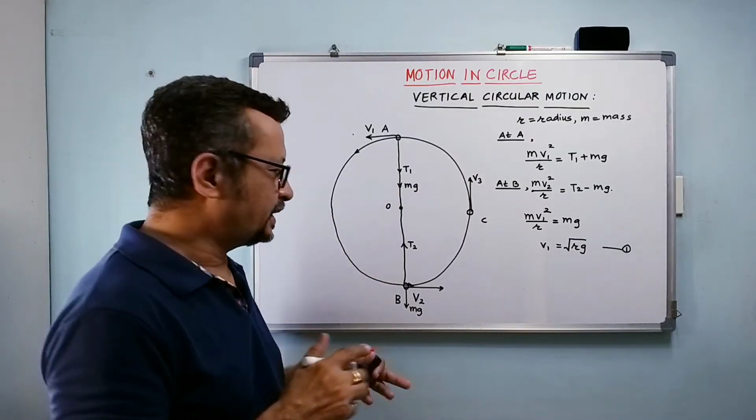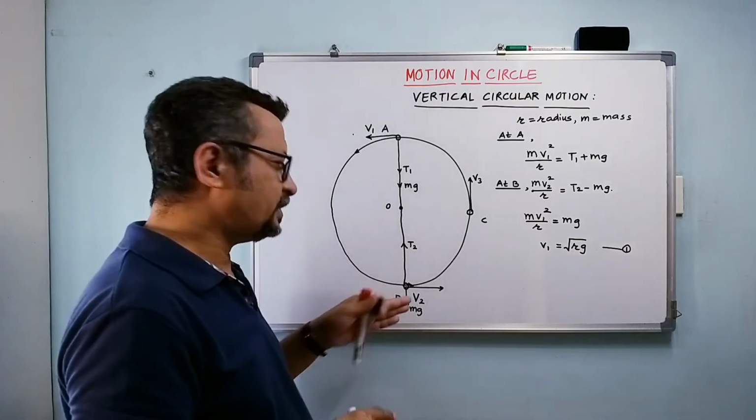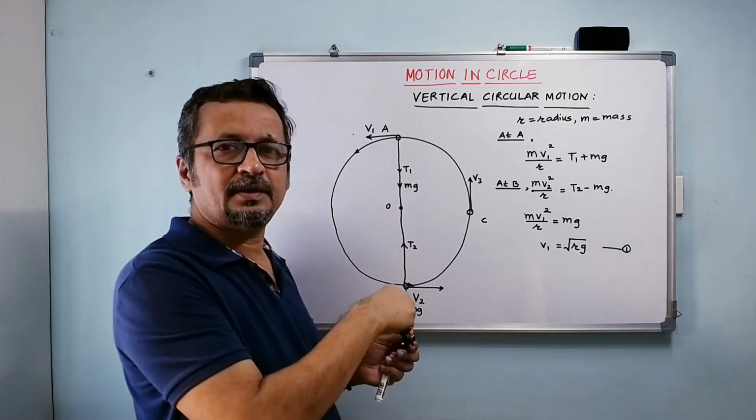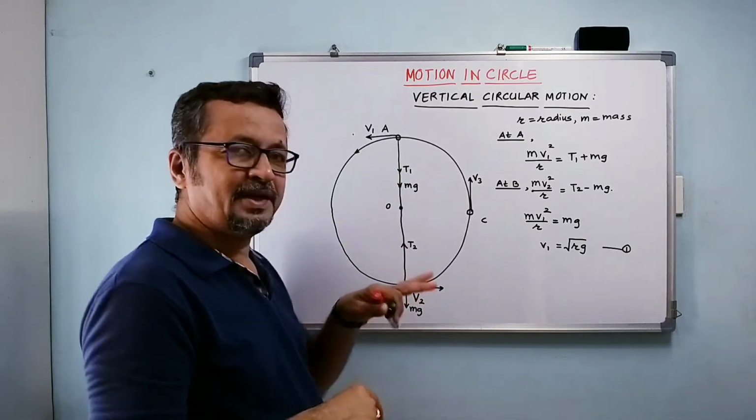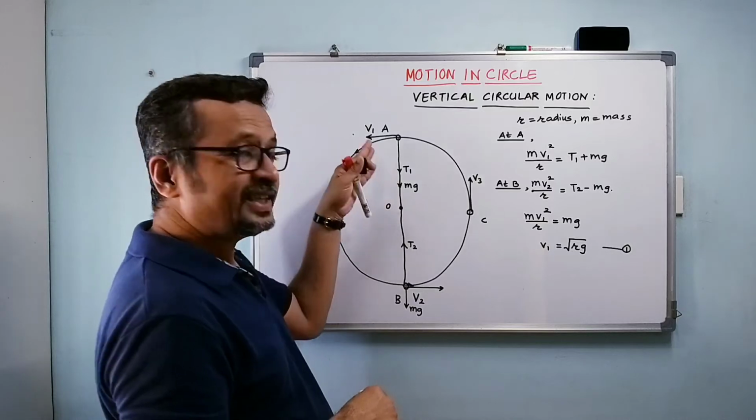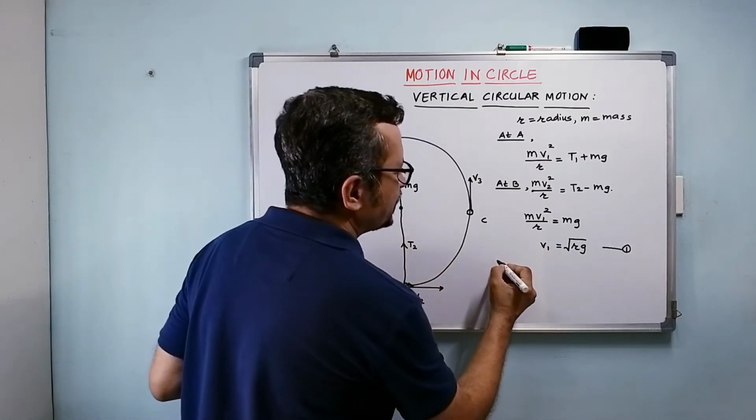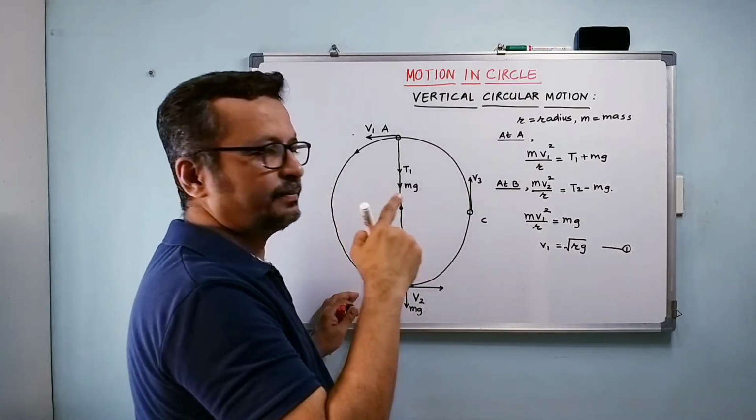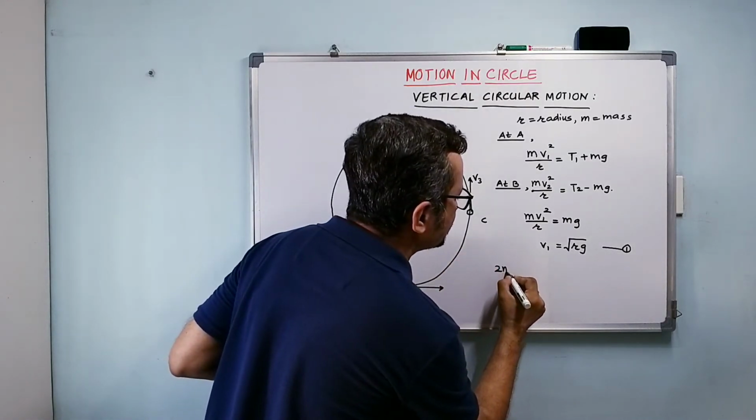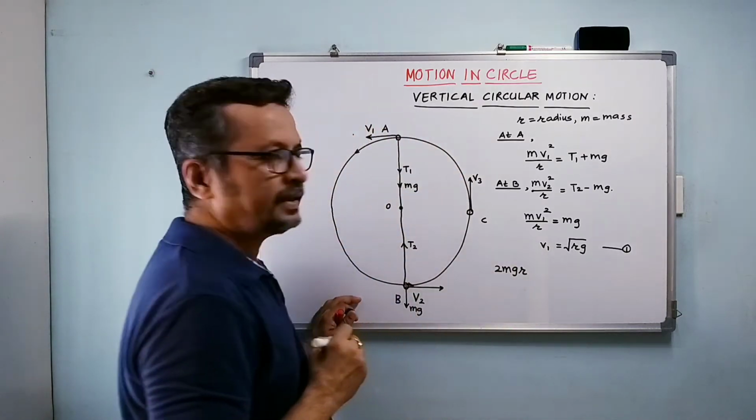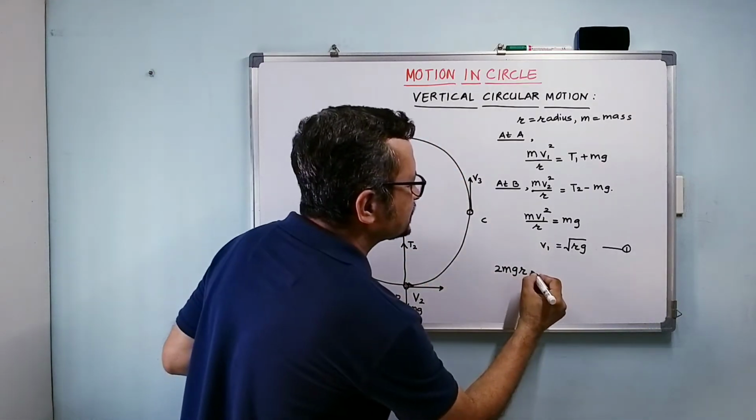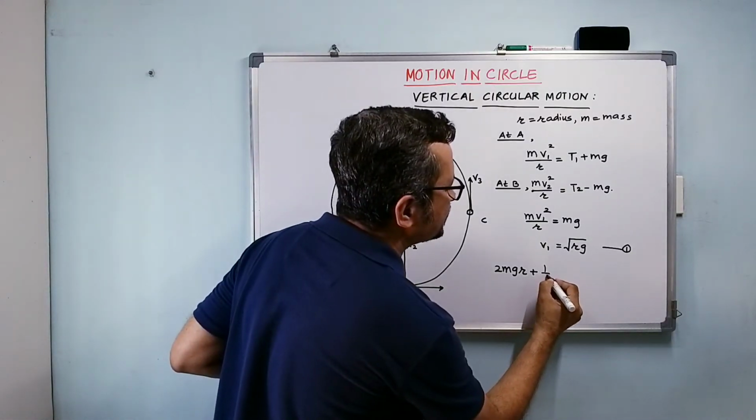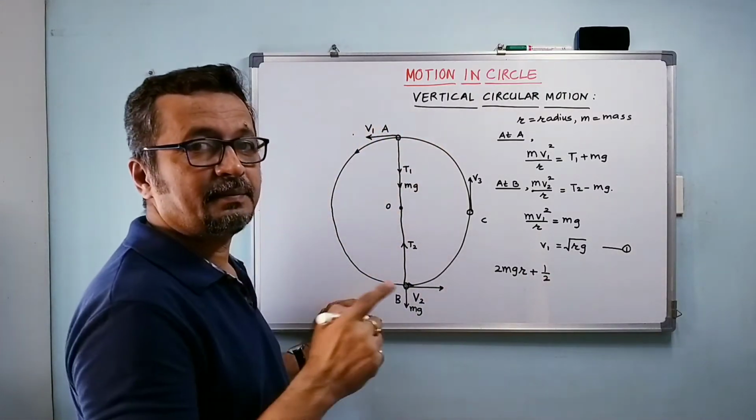By that logic, if you take the lowest point B, because this mass cannot go any distance below point B, right? So I'm taking B as my ground level. So potential energy at point A is going to be equal to R plus R, correct? So that is 2mgR, right? 2mgR plus its kinetic energy, and kinetic energy is equal to half mv1 square.